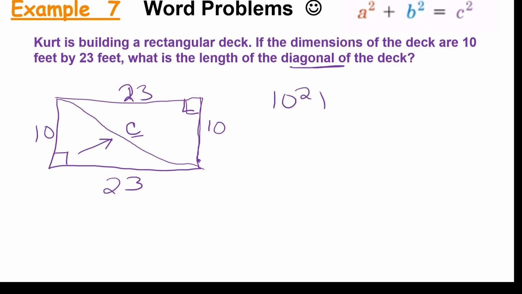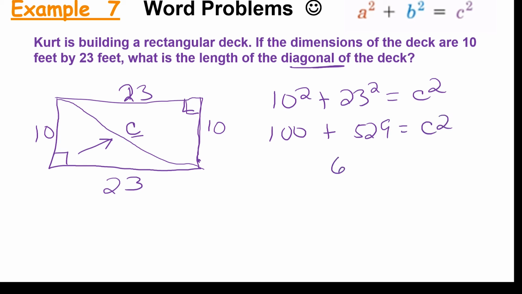That would be 100, and again, it doesn't matter what variable I use. 529 equals C squared. Combining my terms here. And square root. So that would be 25.1. So the length of the diagonal here would be 25.1.